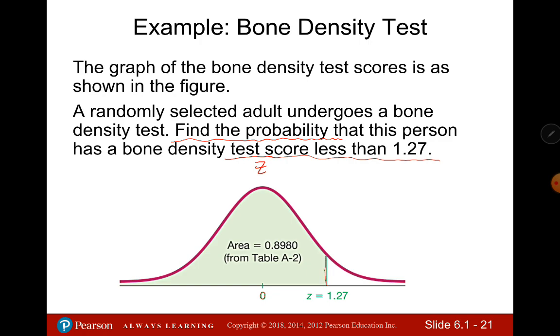After that, we should determine the direction. Because here it is less than, remember, if we're talking about a less than, it goes to the left. So we shade the left part. This is the area we are interested in. So we need to find the area of this shaded part. How can we find it? We check the z-table.